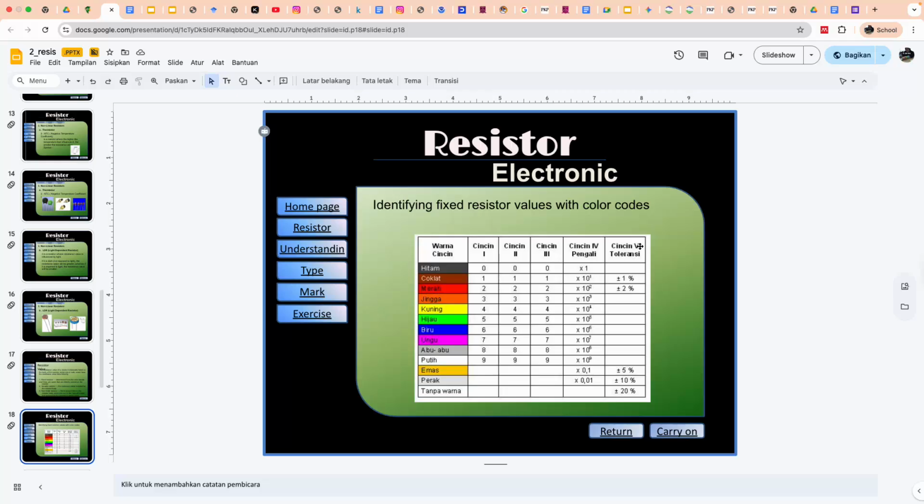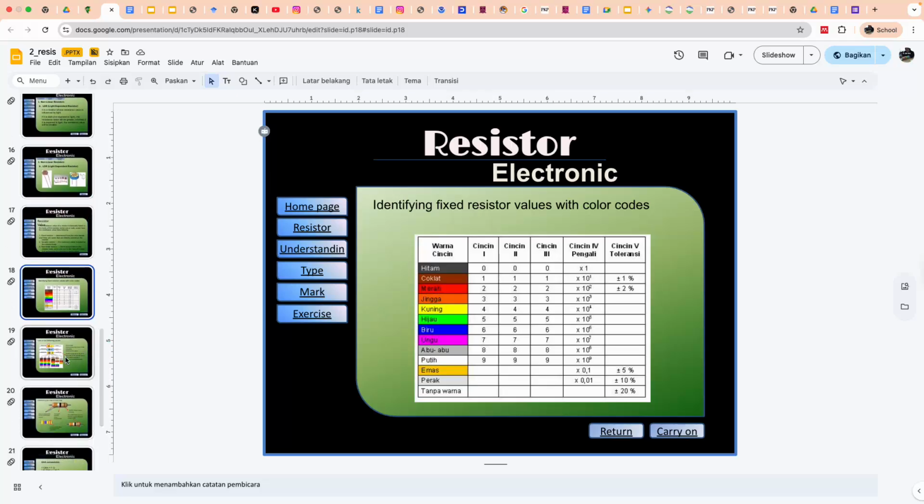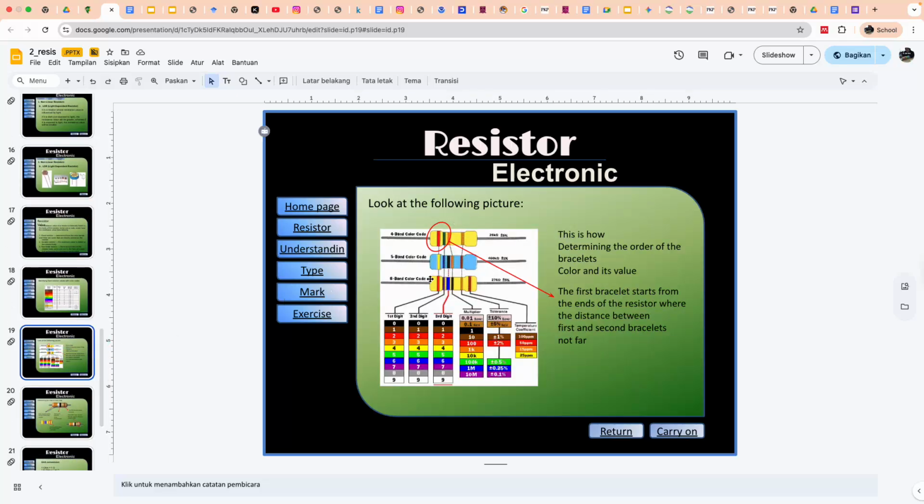And ring number 5 is the tolerance. Brown is 1%, red is 2%, gold 5%, silver 10%, and without color is 20%. And then you can see from here, the first digit is the same for all, the second, the third, but this is the multiplier.